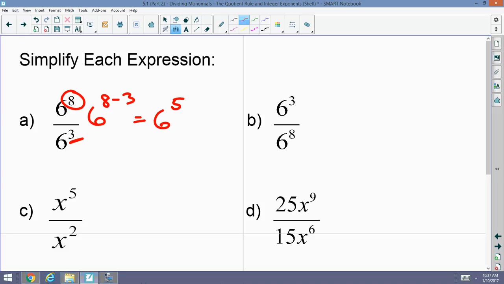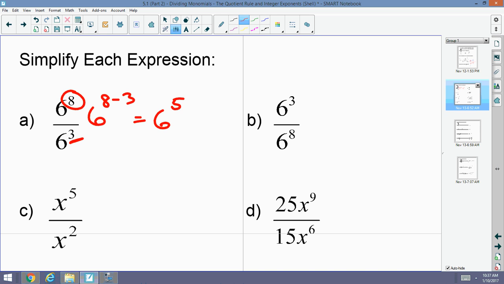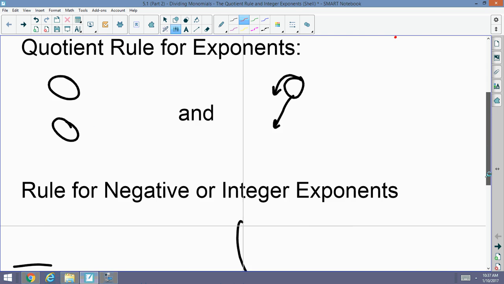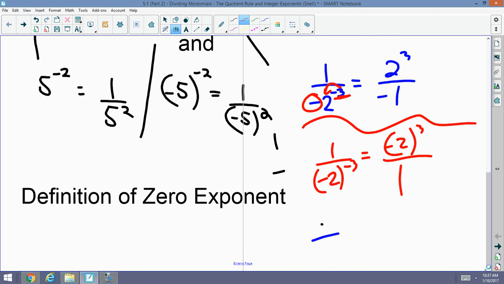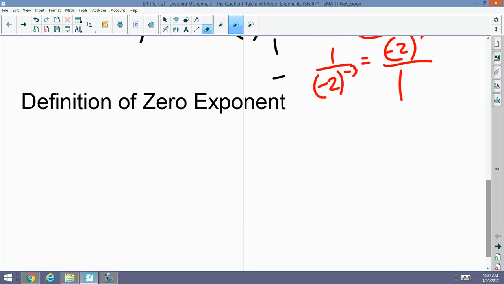Did I skip the definition of zero exponent? I did? Well, that was weak. My bad. Sorry about that out there in internet land. My students are on top of it. Sorry about that, kid. Definition of zero exponent: a to the 0 equals 1. Anything to the 0 power will equal 1.